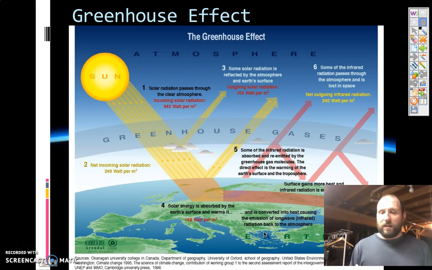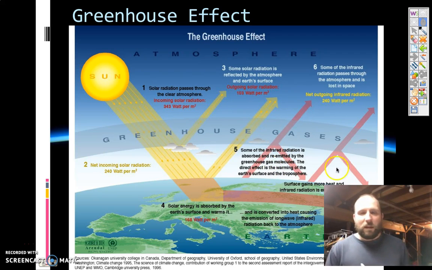So, greenhouse effect, think of being in a greenhouse. You can still let the light pass through. The light can pass through, no problem, but the heat is trapped in a greenhouse. Some comes out, but a lot is trapped.